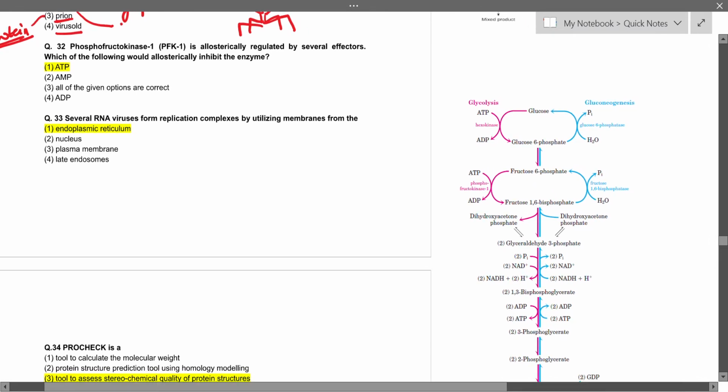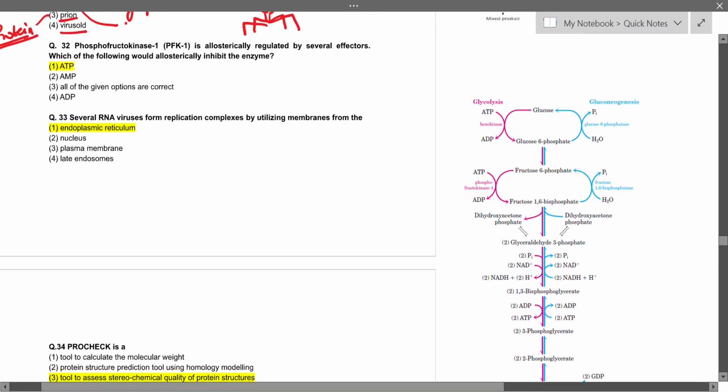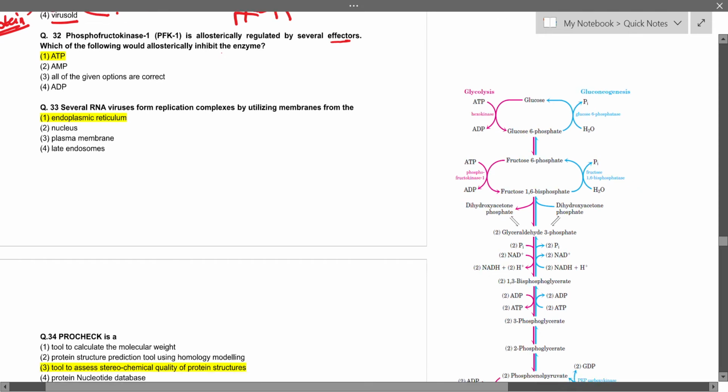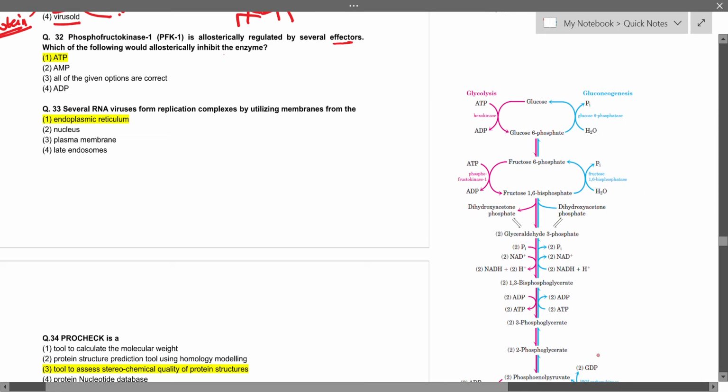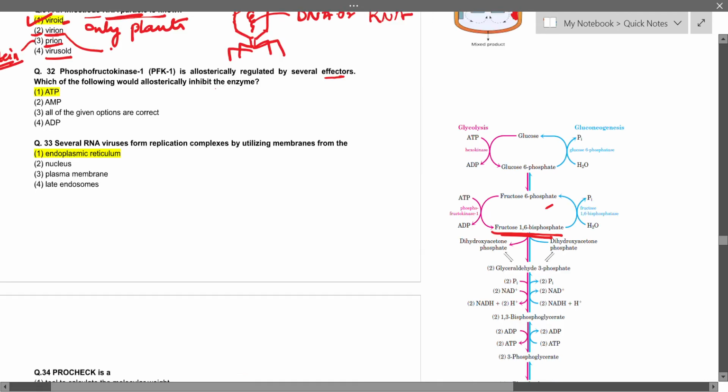Phosphofructokinase is allosterically regulated by several effectors. Which one of the following would allosterically inhibit the enzyme? Phosphofructokinase is helpful in the conversion of fructose 6 phosphate to fructose 1,6 bisphosphate. Why is this whole process taking place? To produce energy in the form of ATP.